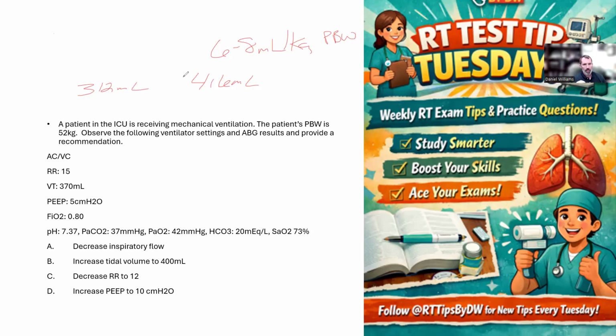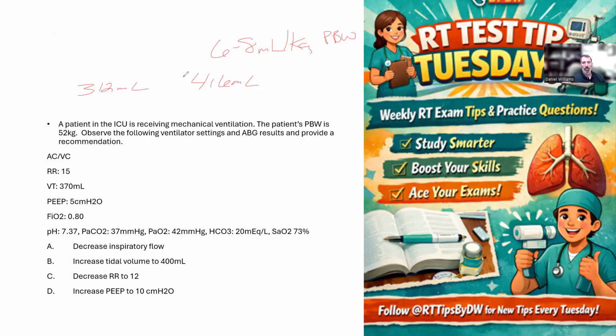The PaO2 is 42. So if you look at mild, moderate, and severe hypoxemia, we're not less than 40. So it's not severe hypoxemia yet, but it's just a couple above that. So we're going to find ourselves with moderate hypoxemia with this particular blood gas.